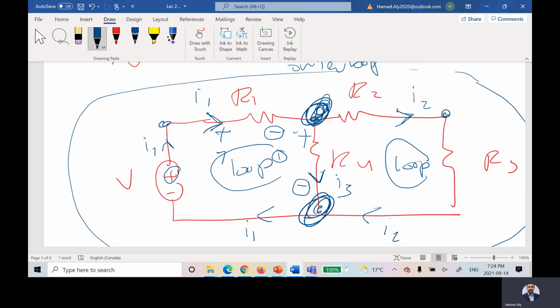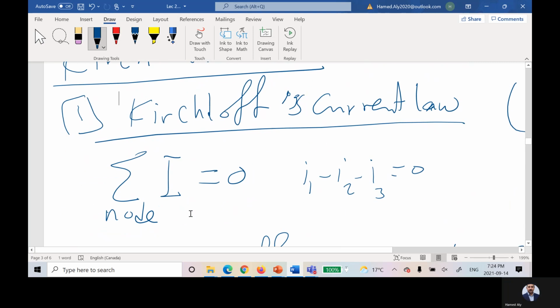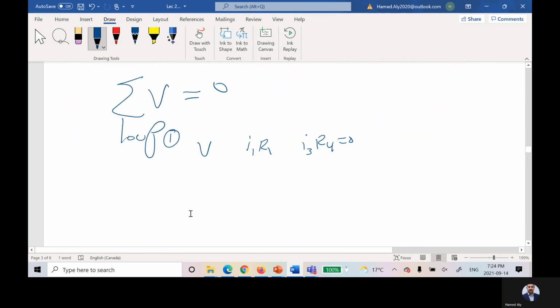So I'll go back and write that. Positive, negative, negative. And this is the key for solving any electric circuit problem. If you understood what I'm talking about, electric circuits till the end of the term will be very, very easy. This is very, very important.